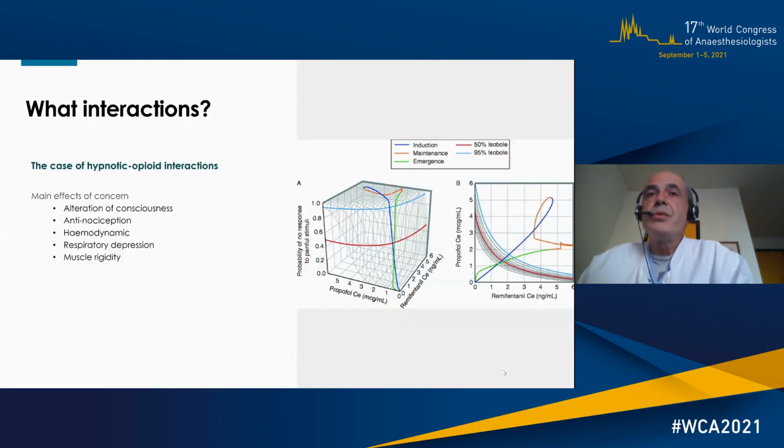If we now come to hypnotic opioid interactions, the main effects of concern for us are the alteration of consciousness and anti-nociception. Hemodynamic effects and respiratory effects are also of concern, but we will leave them apart for today, as well as muscle rigidity, for which opioids and hypnotics are usually antagonistic.